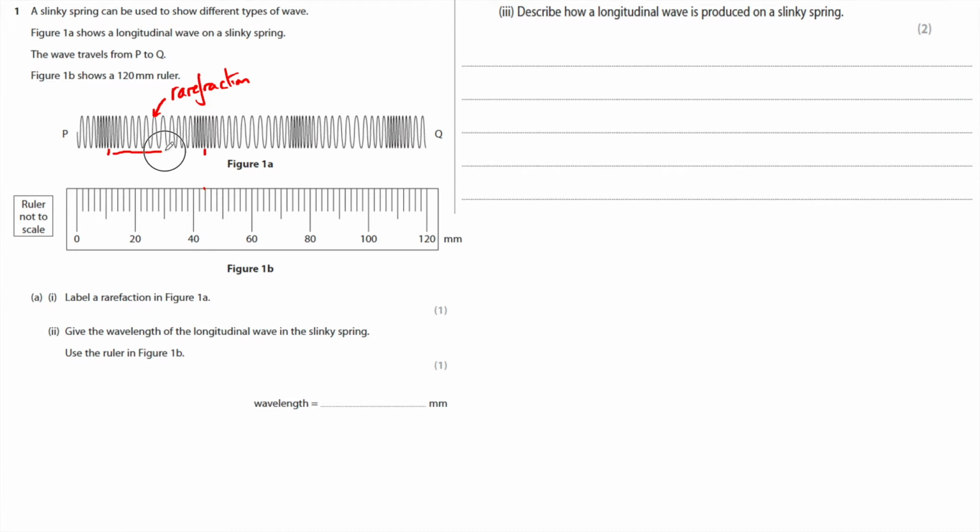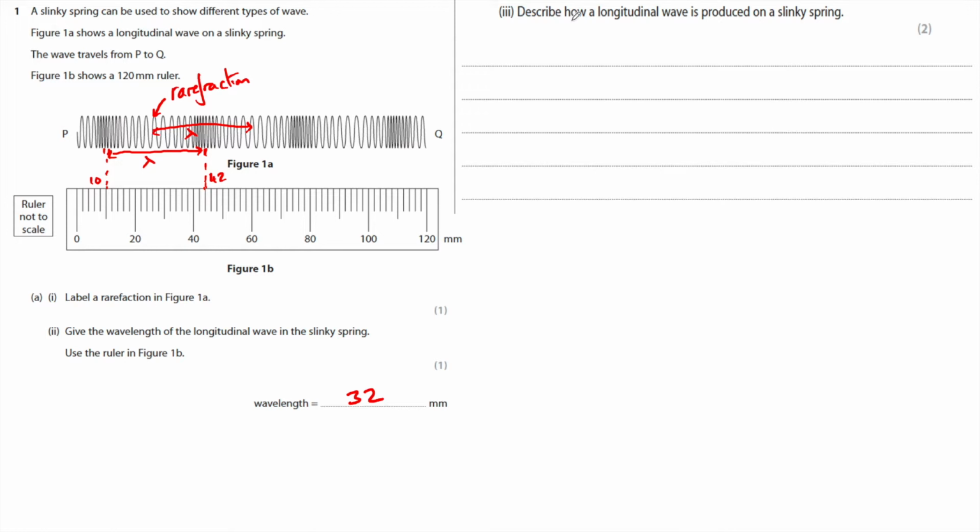So that is a wavelength, the distance between one compression and the next. But that would be the same as the distance between one rarefaction and the next. So if I dot straight down, I make that 10. And here, the centre of that, I make that roughly 42. So the distance there is 42 minus 10, which is 32 millimeters. And you could have had anything between 30 and 34 millimeters.